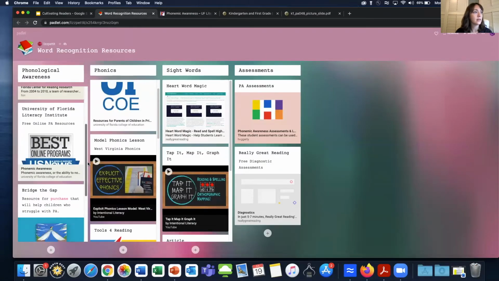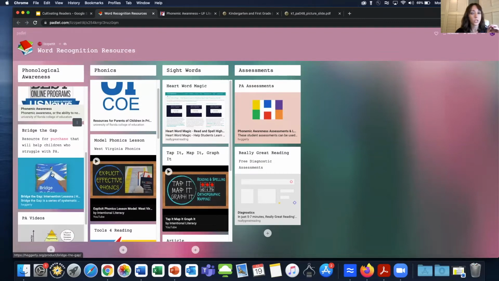And then I wanted to just show you, if you want to buy something, if you could just buy one PA resource and that's it, I would recommend this Bridge the Gap. I actually have both the Bridge the Gap, which, whoops, that's the wrong thing. I do have the Bridge the Gap somewhere. Okay, here's the Haggerty. So these are both made by the same company. Here's the Haggerty. And here's the Bridge the Gap.